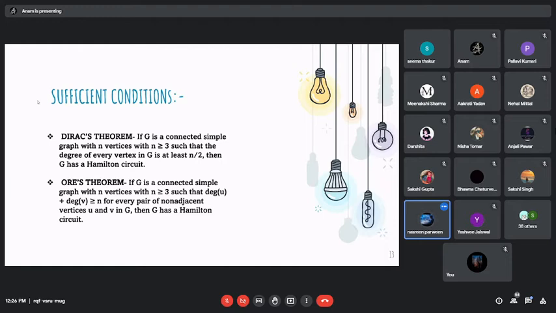Both Ore's theorem and Dirac's theorem provide sufficient conditions for a connected simple graph to have a Hamilton circuit. However, these theorems do not provide a necessary condition for the existence of a Hamilton circuit. For example, the graph C5 has a Hamilton circuit but does not satisfy the hypothesis of either Ore's theorem or Dirac's theorem. That's all from my side.